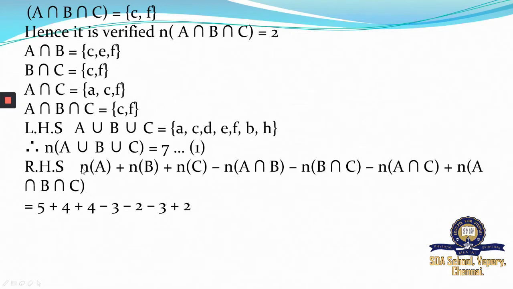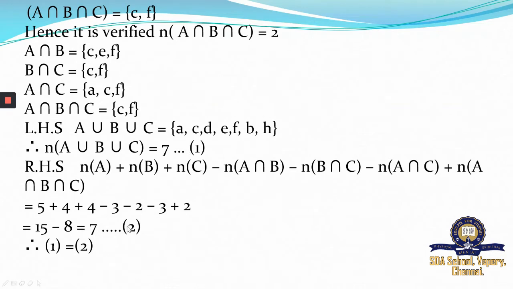Next, moving on to RHS. Let us rewrite the RHS which is given in the question over here. Next, we know that N of A is equal to 5, N of B equals 4, N of C equals 4, N of A intersection B equals 3, N of B intersection C equals 2. Likewise, we also know that N of A intersection C equals 3, and N of A intersection B intersection C equals 2. Now, let us simplify. What do we get? We get the answer as 7. Now mark this as equation 2.